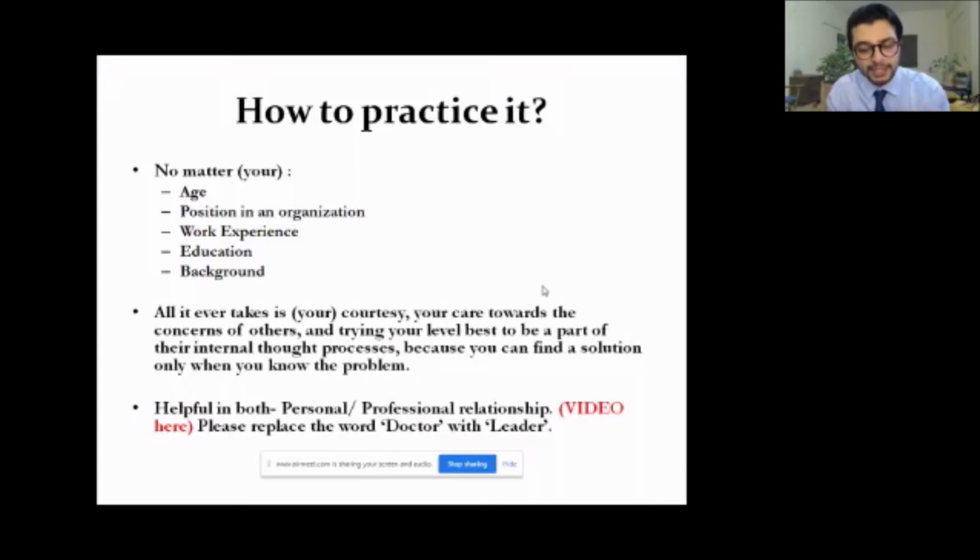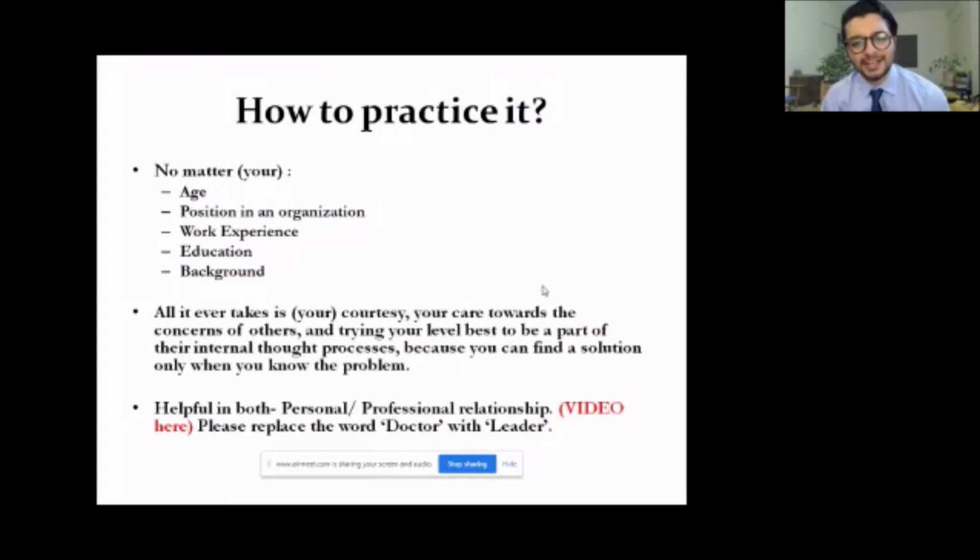The thing that people need to understand is a leader does not always go by age, does not go by the position in an organization, does not go by work experience, does not go by education, and does not go by the background. It always has been dependent upon how you can make the other person feel that you are theirs, you are together. How can you make that person believe it?